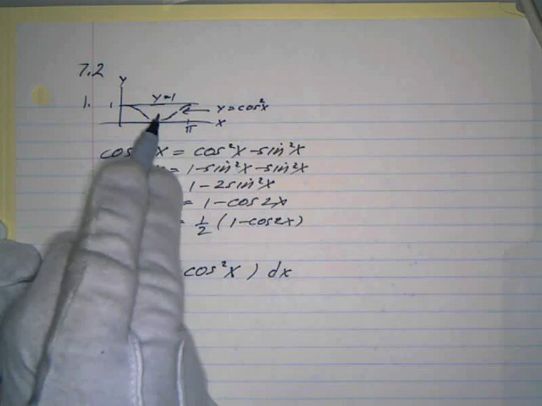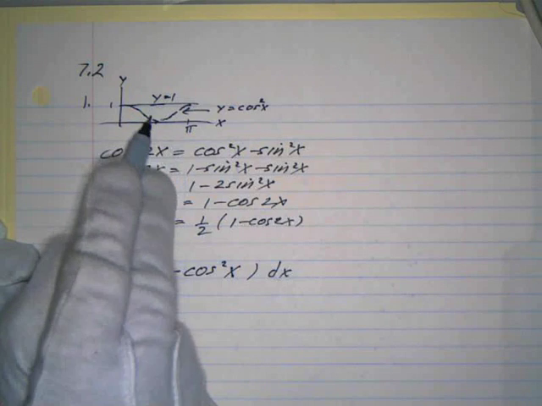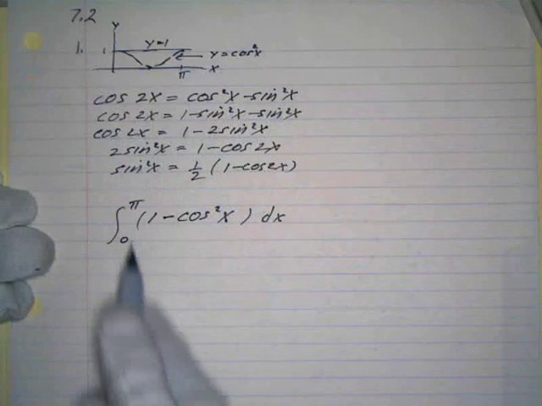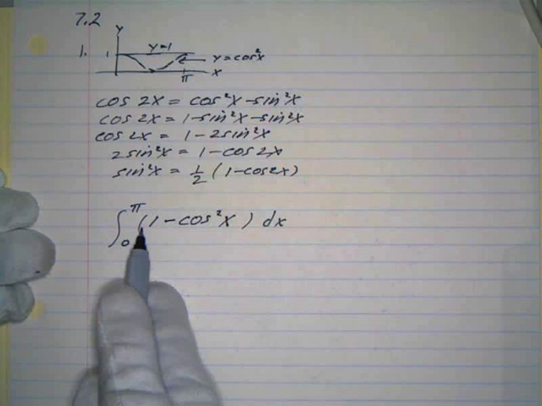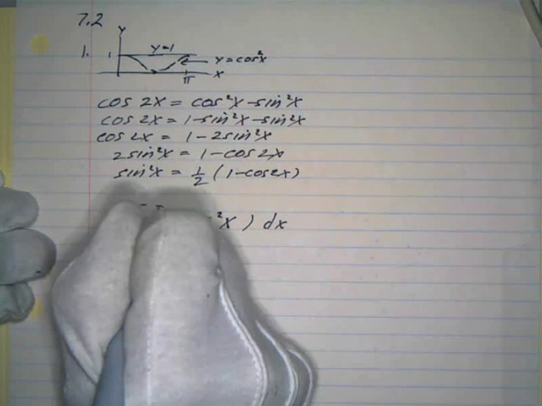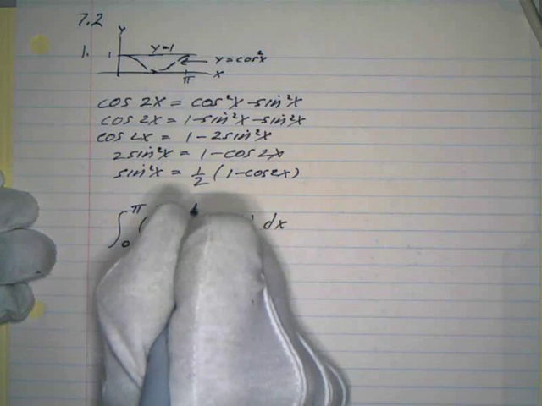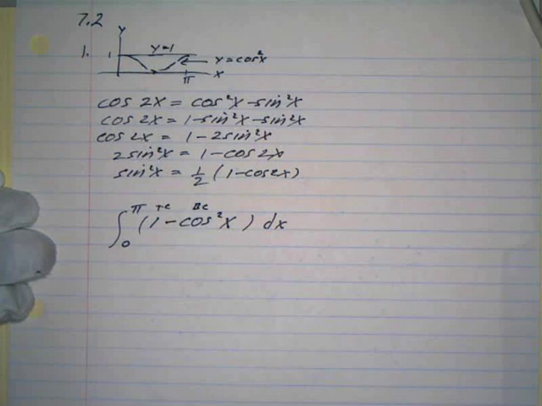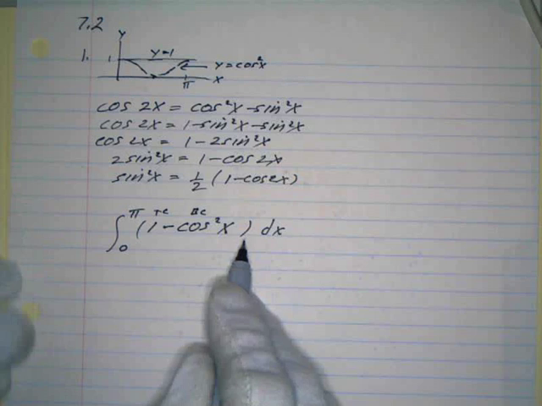Right here. So again, it's pretty easy. It's going to be top curve minus bottom curve. So if we do that, the top curve is 1. So that's the top curve minus the bottom curve, which is the cosine squared of x dx. So we're going to have to integrate this.